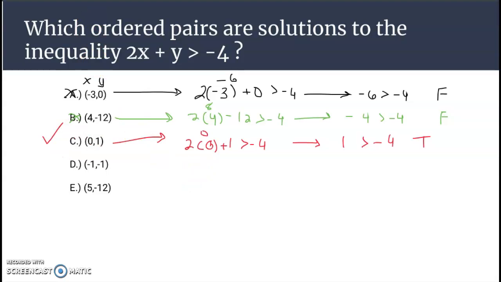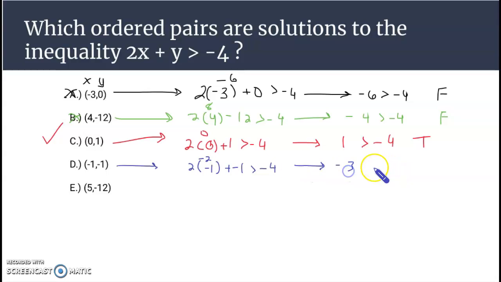Alright, let's look at D. -1, -1. 2 times the -1 plus -1. Is that greater than -4? 2 times -1 is -2. -2 plus -1, -3. -3 greater than -4? Yes, it is. True statement. D works. And then finally 5, or 5 comma -12 for the last one.